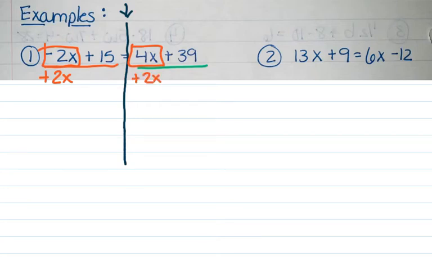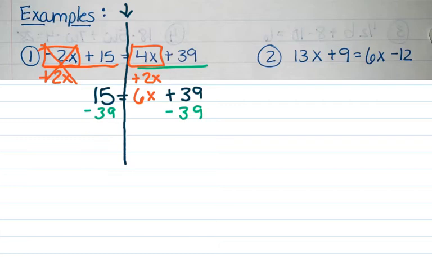A negative 2 and a positive 2 give me 0. I'm left with 15 on the left. And then when I add 4x and 2x, I get 6x, and then I have plus 39. Now we're moving the constants, or in other words, using inverse operation to move 39. I'm going to subtract 39 because it's a positive right now, so the opposite of that would be to make it negative. 15 minus 39 is negative 24, and I have equals 6x.